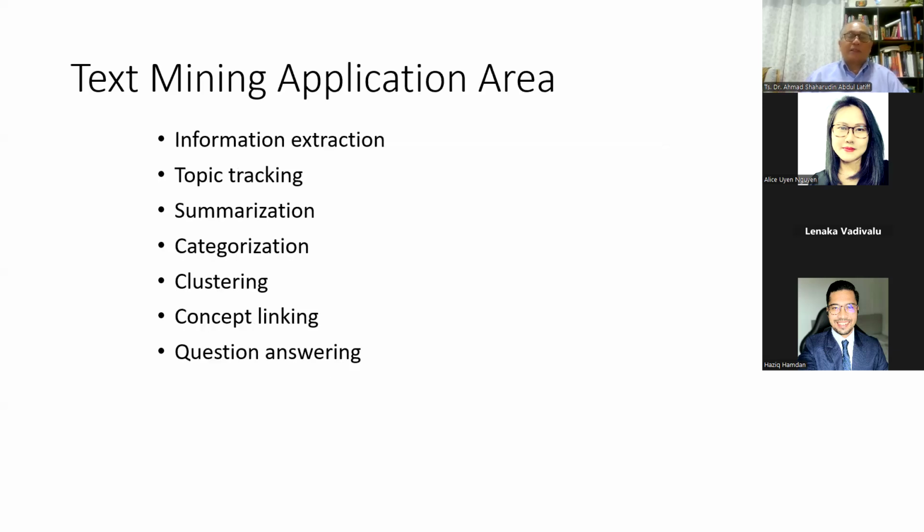Text mining application areas include information extraction, where we extract information from written documents. We can do topic tracking from the search engine. We can also summarize; we have a repository of textual data, so we can do summarization, categorization, clustering, concept linking, and also question answering, like large language models such as Llama, ChatGPT, and so on.